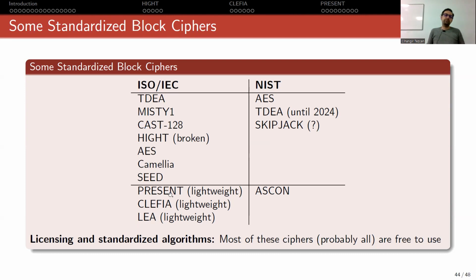Present is a hardware-specific design. Cipher is a software-specific design. So there were actually only these 2, but later they added Leia, I think around 2015 or something. The good thing is that none of these algorithms are patented, so they're free. You can just read the document, implement it, and use it without even saying that you are using it.